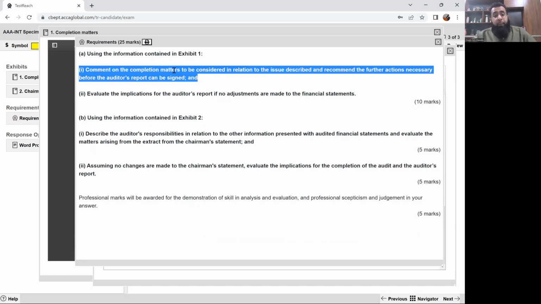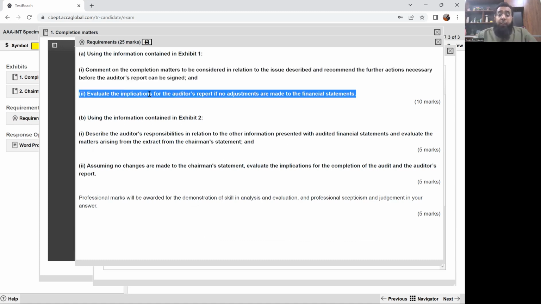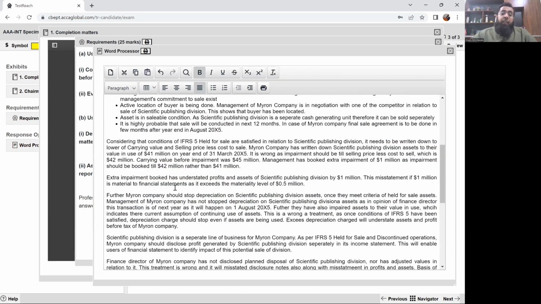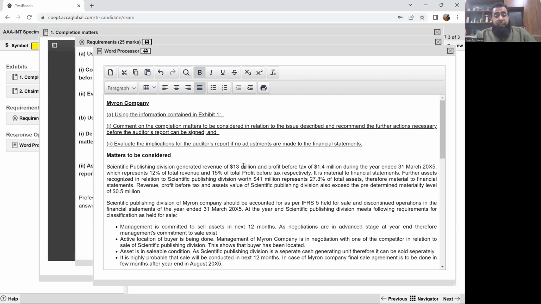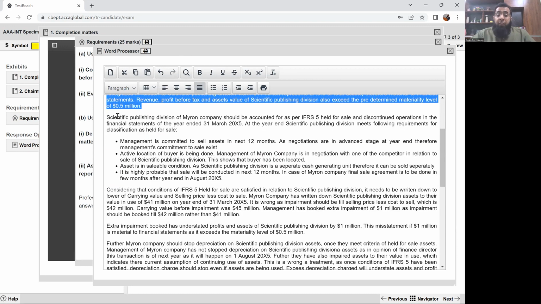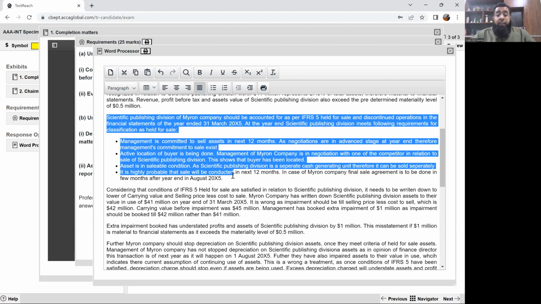So if you look at this requirement, I believe that this was an easy one. It was a 10 marks requirement. Comment on the completion matters to be considered in relation to the issue described and recommend the further actions. Evaluate the implication for auditors. So we have written a plenty in this answer that, first of all, we commented on the materiality. We calculated our percentages and we also referred the materiality given in the question. We referred the rules of IFRS 5. See, the examiner has stated that when you write the rules of the accounting standard, that also gains you marks for analysis because it is your analysis skills that you are analyzing the rules.